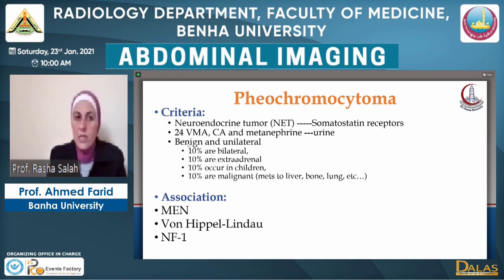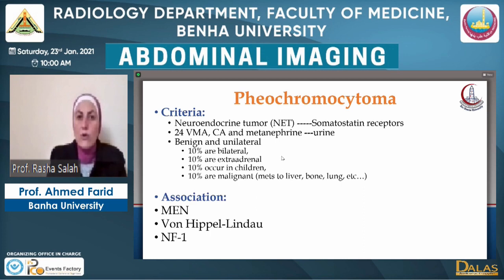Pheochromocytomas are usually benign and usually unilateral, but they have the rule of 10. Let's remember the rule of 10 for pheochromocytoma. 10% of pheochromocytomas are bilateral, 10% are extra-adrenal, 10% occur in children, and 10% are malignant. And by malignant pheochromocytoma we mean that these are metastatic to the liver, bone, lung, and so on.